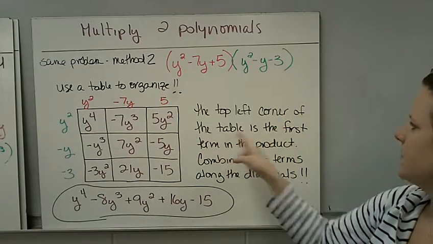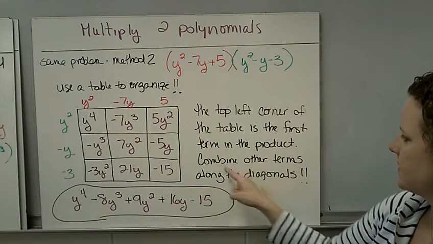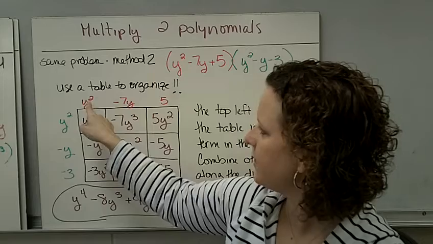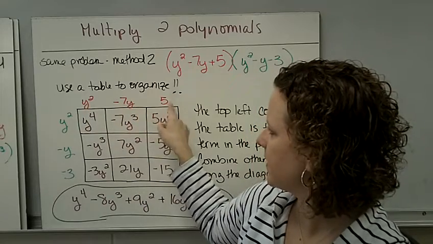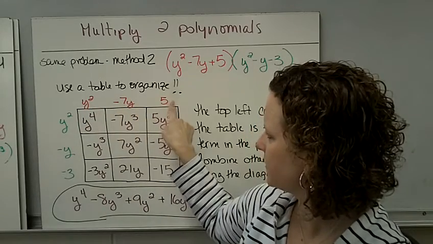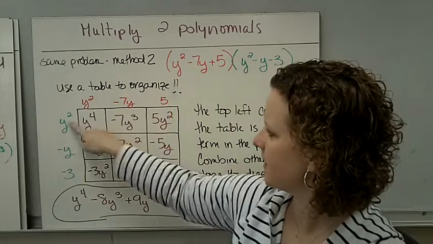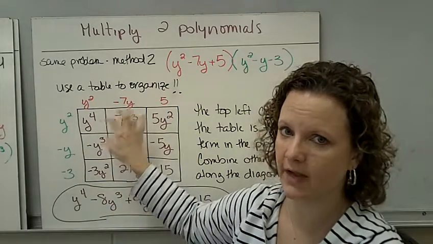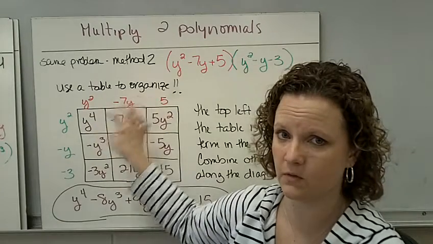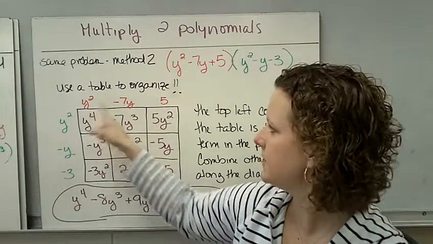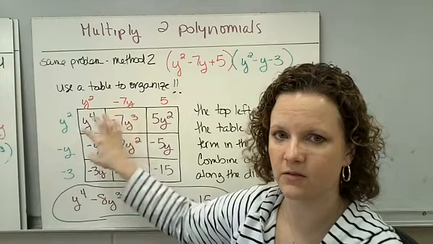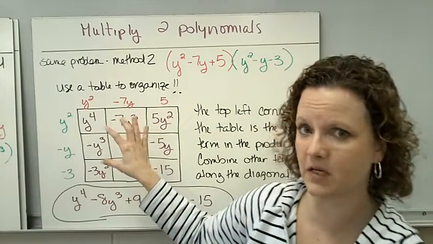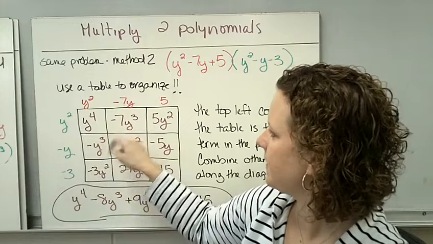The top left corner of the table is the first term in the product. Combine other terms along the diagonals. When you have all of the variables, y to the 2nd, y to the 1st, y to the 0, y to the 2nd, y to the 1st, y to the 0, your diagonals will always work out to be able to combine them. If you're missing some, you may not be able to use the table, and we'll get into some examples like that in person. But I can combine all my diagonals.